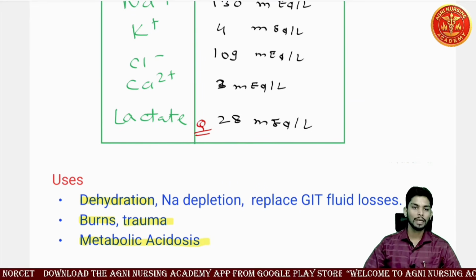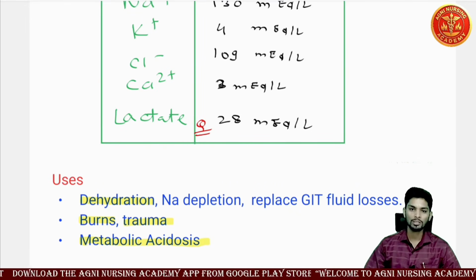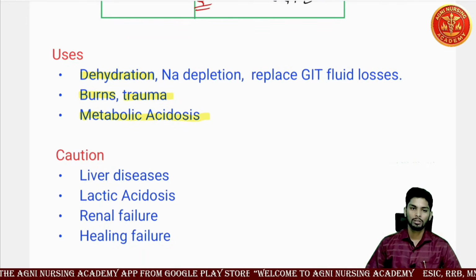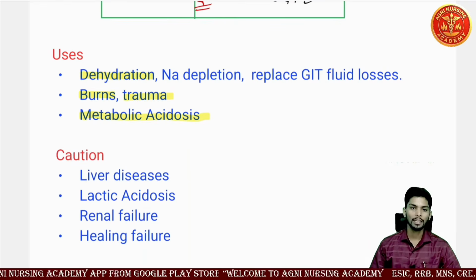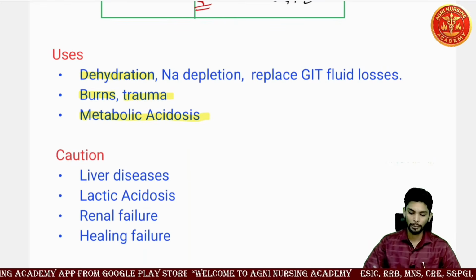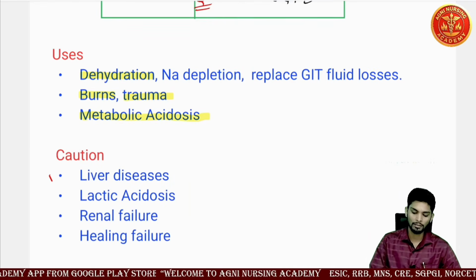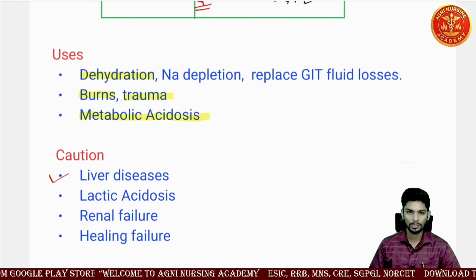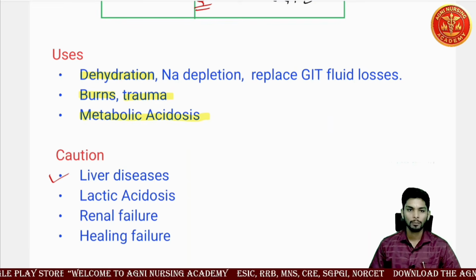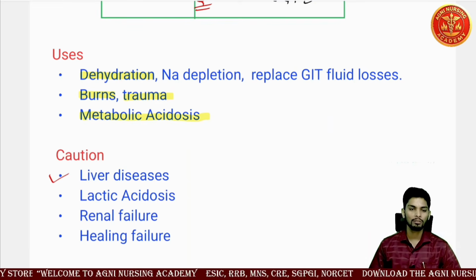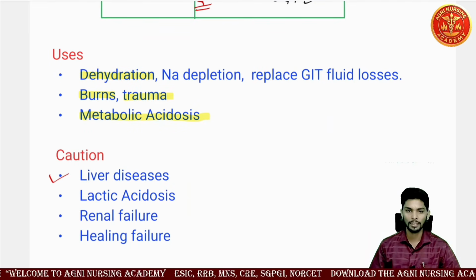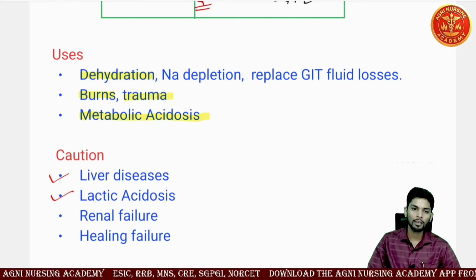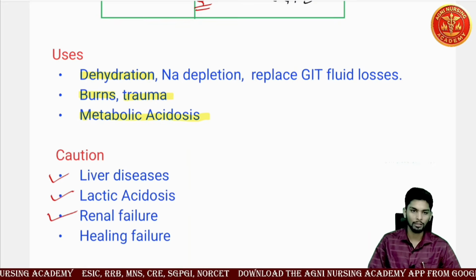So while giving ringer lactate, what cautions need to be taken? We have to avoid giving ringer lactate in these cases. In patients with liver diseases, we should avoid giving ringer lactate. Second, lactic acidosis. Lactic acid is already high in that condition, so we will avoid giving ringer lactate in lactic acidosis. Another one, in cases of renal failure, we will not give ringer lactate.